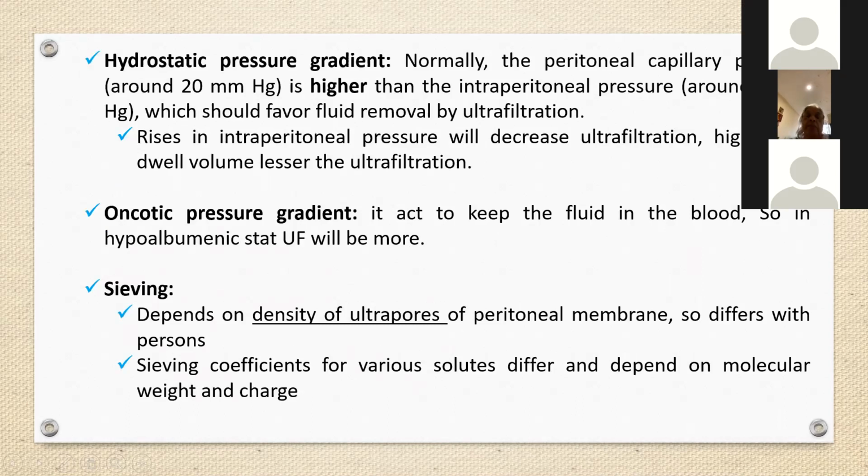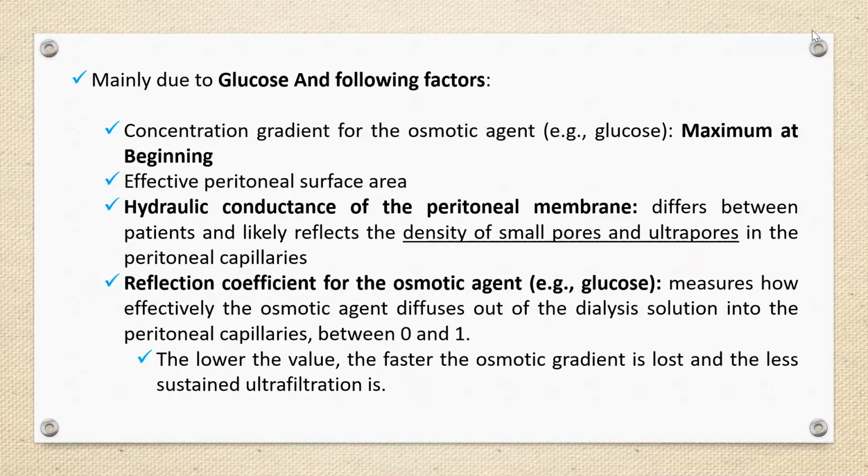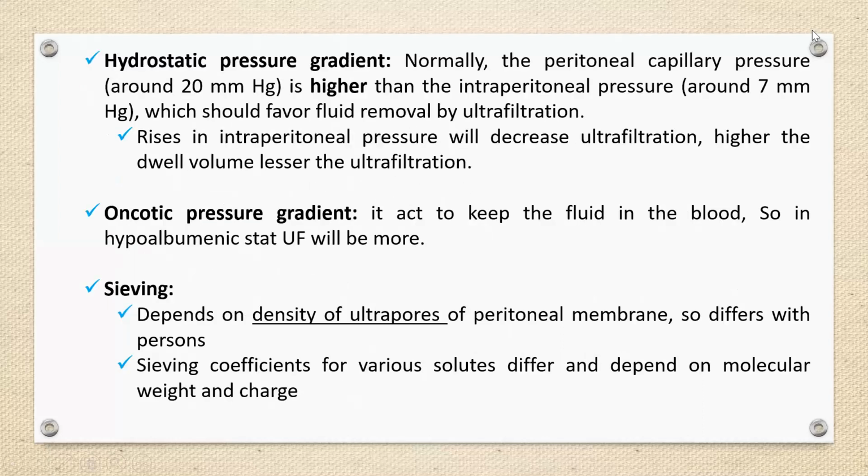It measures how effectively the osmotic agent diffuses out of the dialysis solution into the peritoneal capillary, between 0 and 1. The lower the value, the faster the osmotic gradient is lost and the less sustained the ultrafiltration is. Hydrostatic pressure gradient: normally, the peritoneal capillary pressure is around 20 mmHg and is higher than the intraperitoneal pressure, which is around 7 mmHg, which should favor fluid removal by ultrafiltration. A rise in intraperitoneal pressure will decrease the ultrafiltration. The higher the dwell volume, the lesser the ultrafiltration.